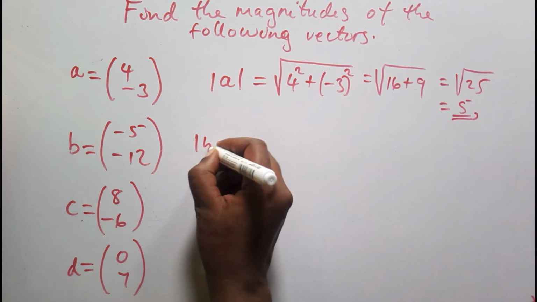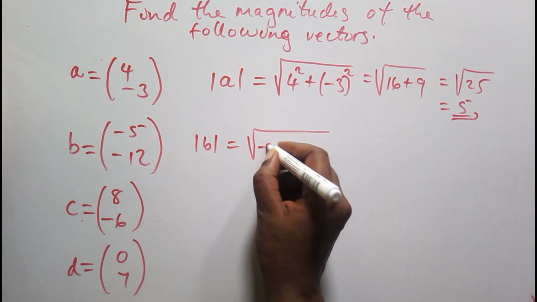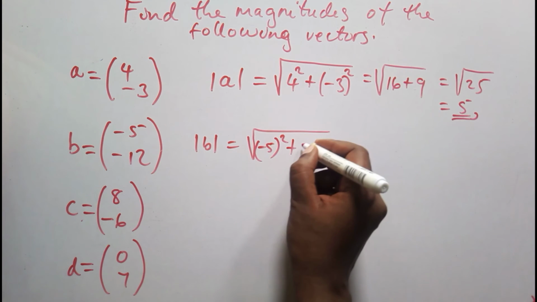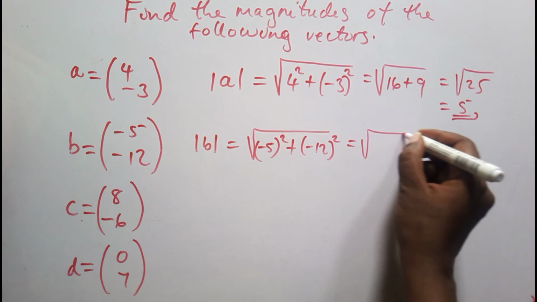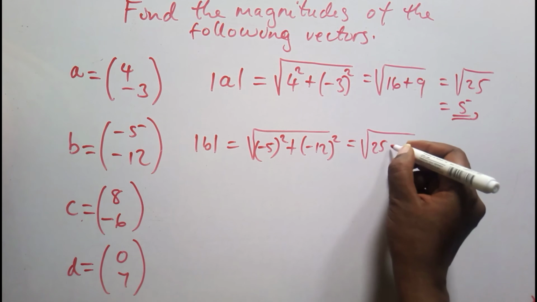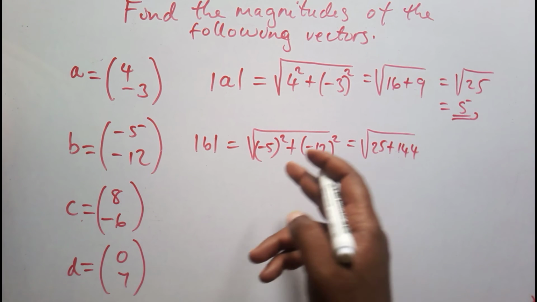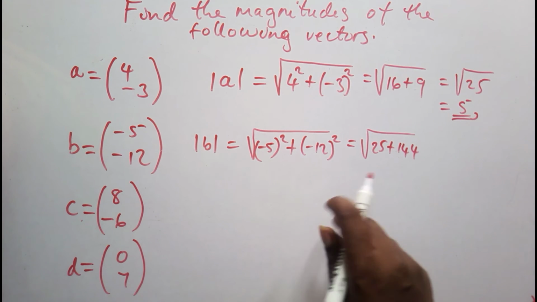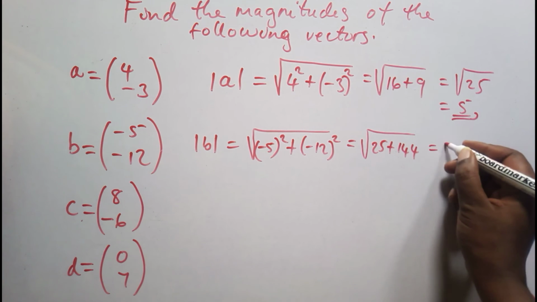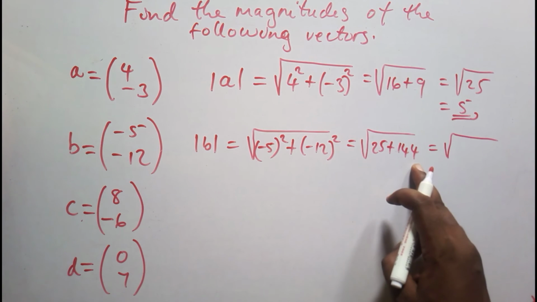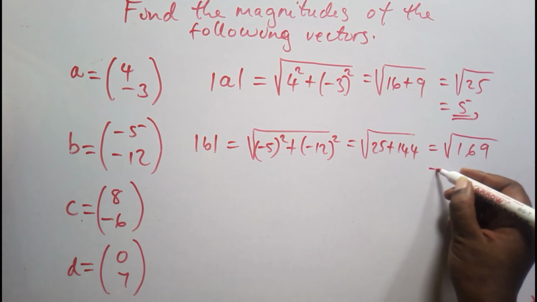Let's look at the magnitude of vector b. The magnitude is the square root of (-5) squared plus (12) squared, because minus 5 is the x component, 12 is the y component. Which is equal to the square root of (-5) squared, that's 25, plus 12 squared, that's 144. Then we add the 25 and the 144 to get the square root of 169, which is equal to 13.